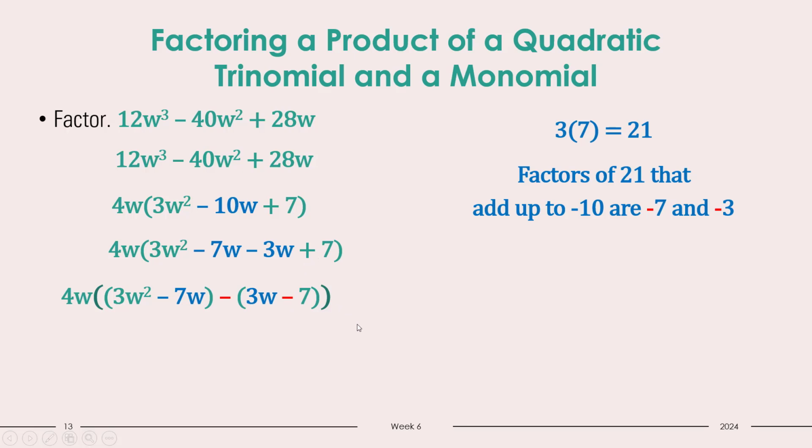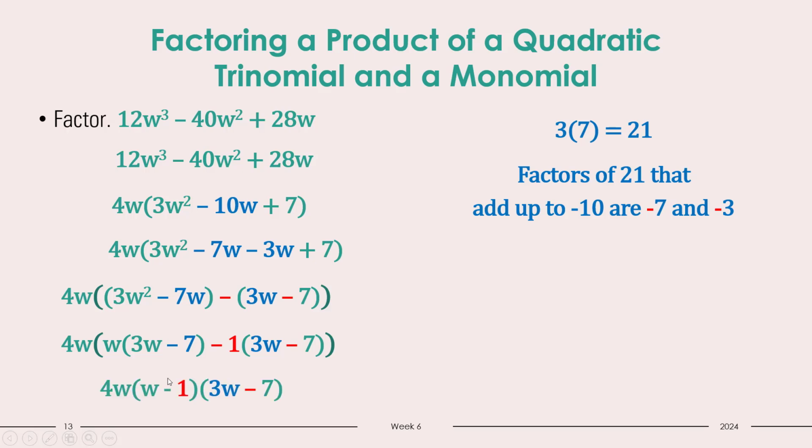Okay, we got that. And for our first two, when we group them, they do have a w in common. Okay. All right, but the 3w and the negative 7, they don't have anything in common, so we just put a 1 there to hold its place. Now we see we've got 3w minus 7 in common. I can factor that out. We're left with w minus 1.